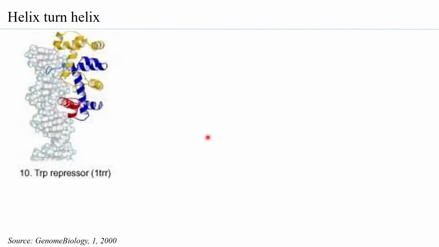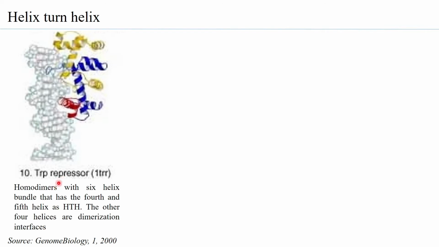Now let us go to another family, which is the tryptophan repressor. Again, the tryptophan repressor is very commonly found in prokaryotic systems, and it enables repression of the tryptophan operon. So it switches off the tryptophan operon when the tryptophan levels in the cell are very high.